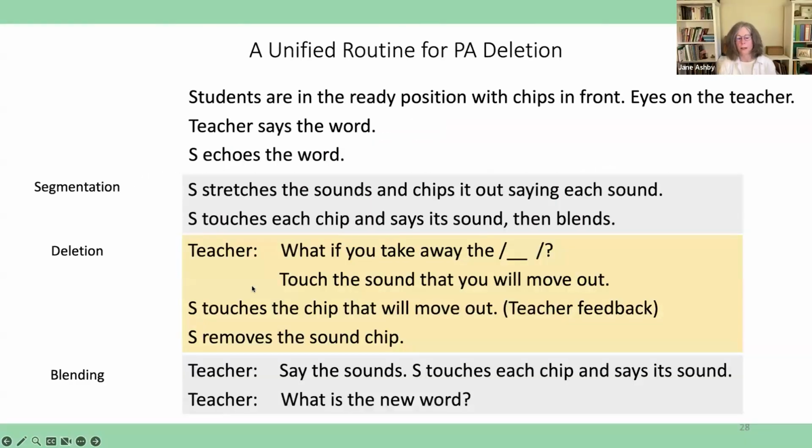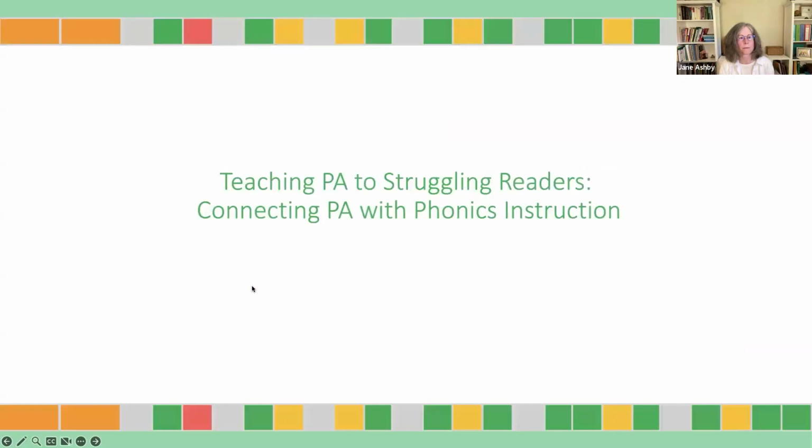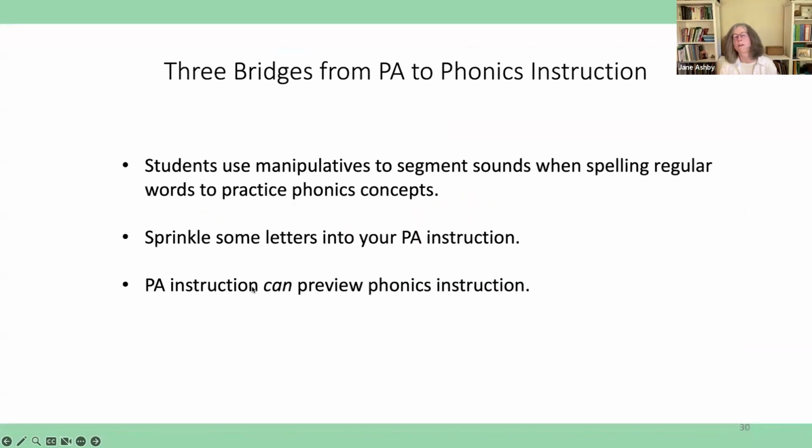Okay, and there's just a look at that unified routine again. Great. So now we come into the final part of the session, which is talking about how to connect phonemic awareness, when you're teaching that with struggling readers, with phonics instruction. And there are three bridges that I tend to use in my practice. So one is that I use spelling.